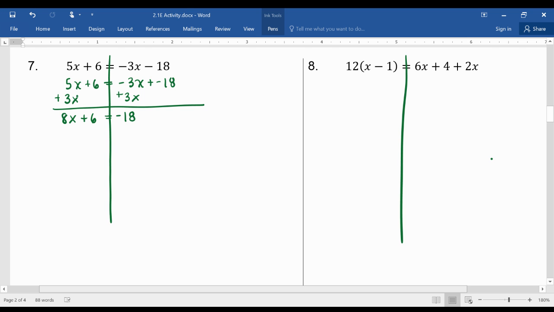If I move the variables to the left, now I'm going to move the constants to the other side to isolate 8x. The opposite of 6 is negative 6. And negative 18 plus negative 6 is negative 24. I'm going to divide both sides by 8. A negative divided by a positive is a negative, and 24 divided by 8 is 3.